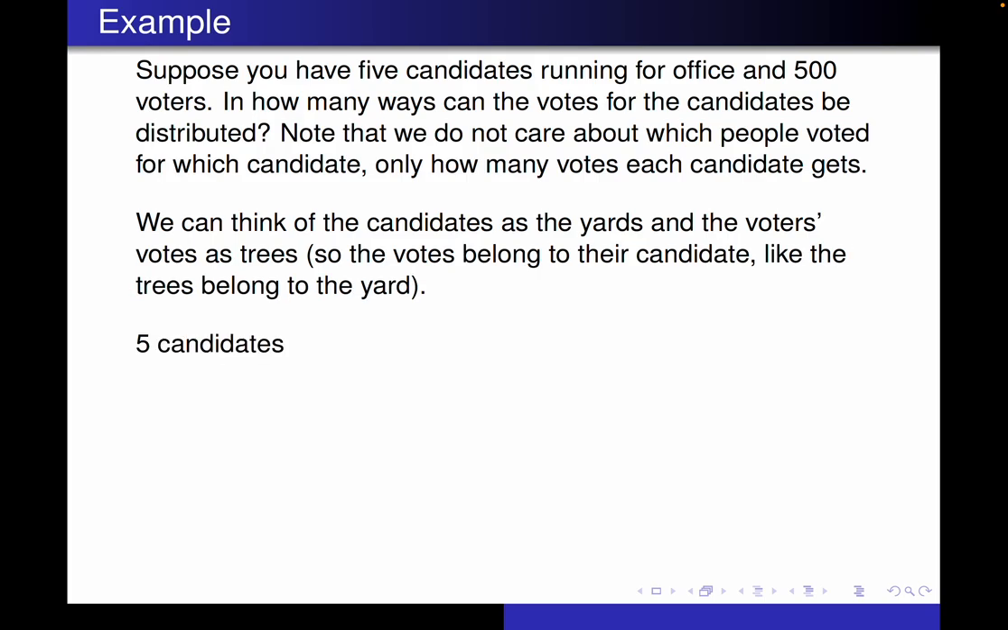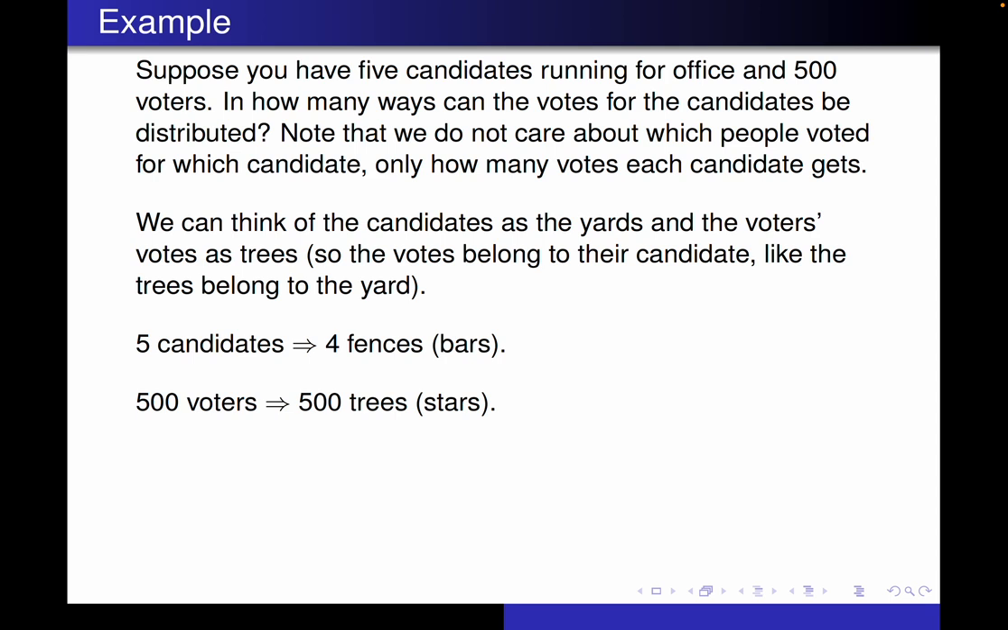So we have 5 candidates. How many fences? That means we have 4 fences, or 4 bars if you're a stars and bars person. We have 500 voters. Those are the trees in our model, or those are 500 stars if you're a stars and bars person.